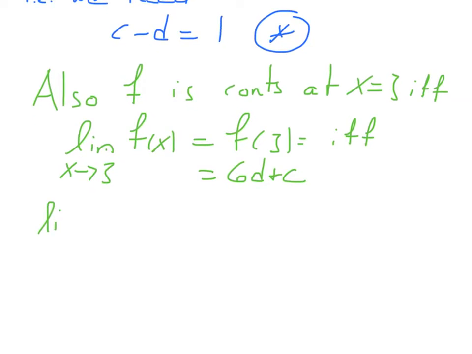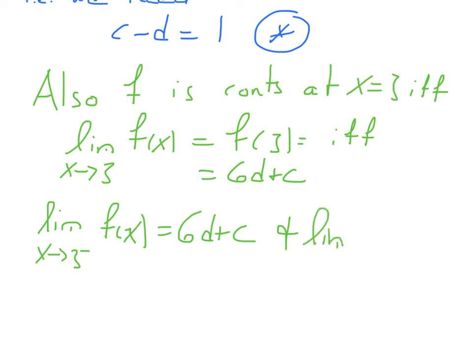So if and only if the left hand limit at 3 is 6d plus c, and the right hand limit at 3 is also 6d plus c. Alright, so f is going to be continuous at 3 if and only if the left and right hand limits of f at 3 are both equal to 6d plus c. So let's take a look.